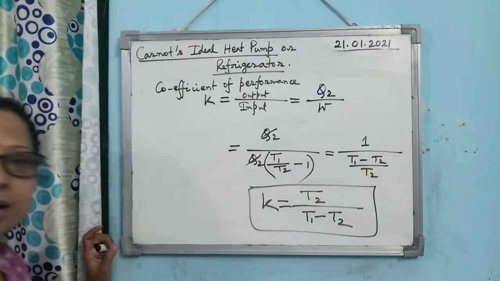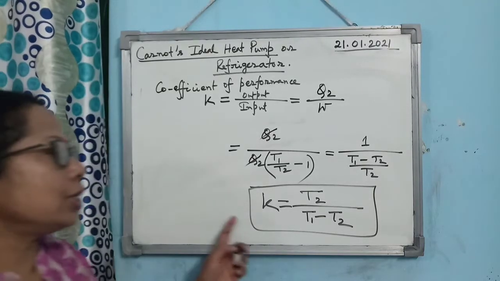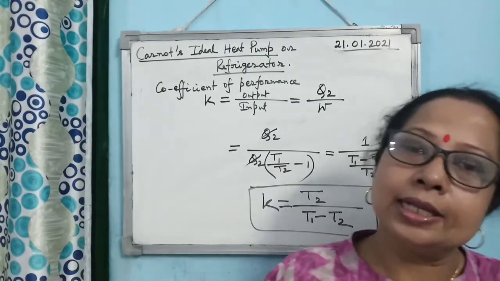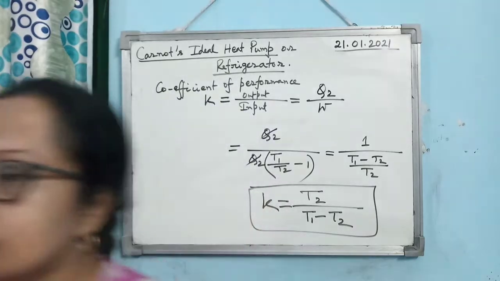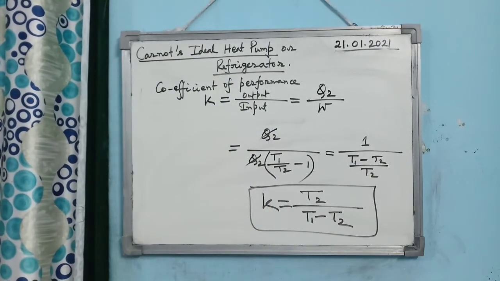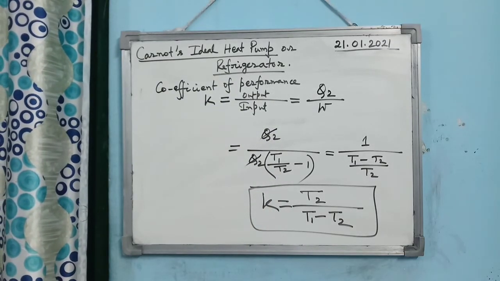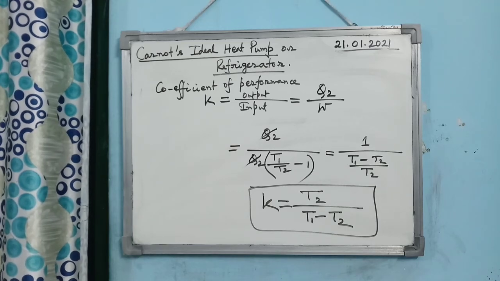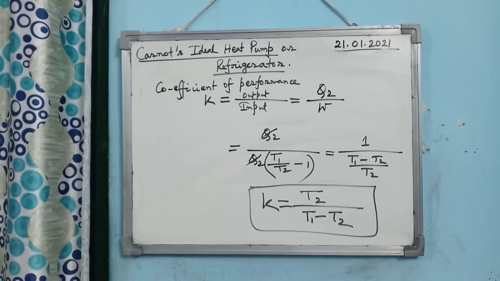So this is the expression for the coefficient of performance of a heat pump or refrigerator. This derivation also you must learn and prepare for your exam. That's all. This is all about the theory part of this chapter. Thank you, children.